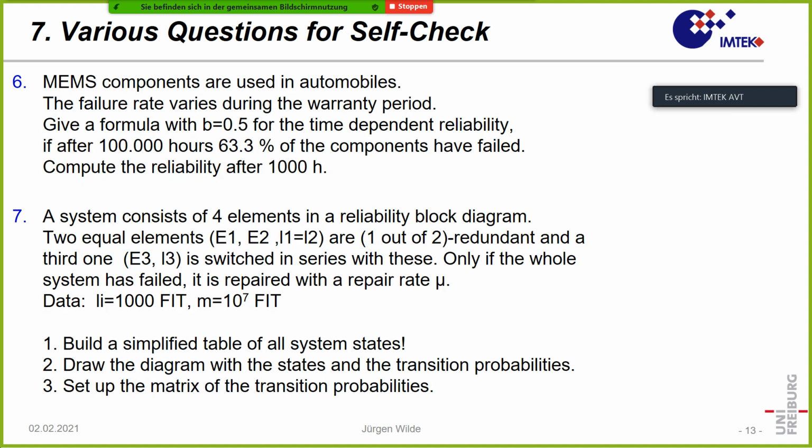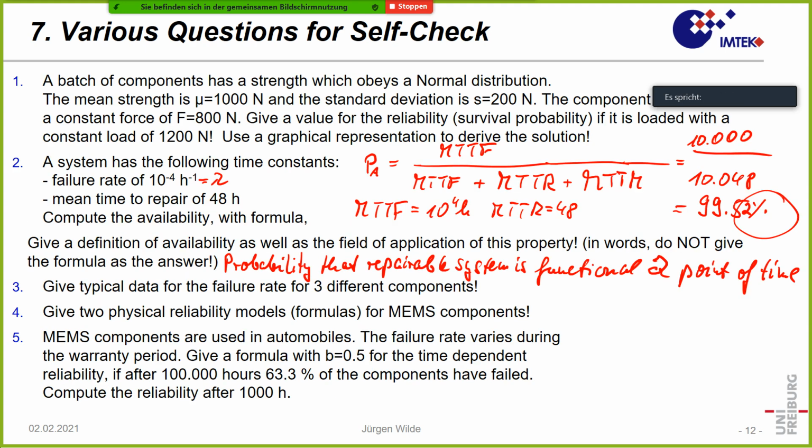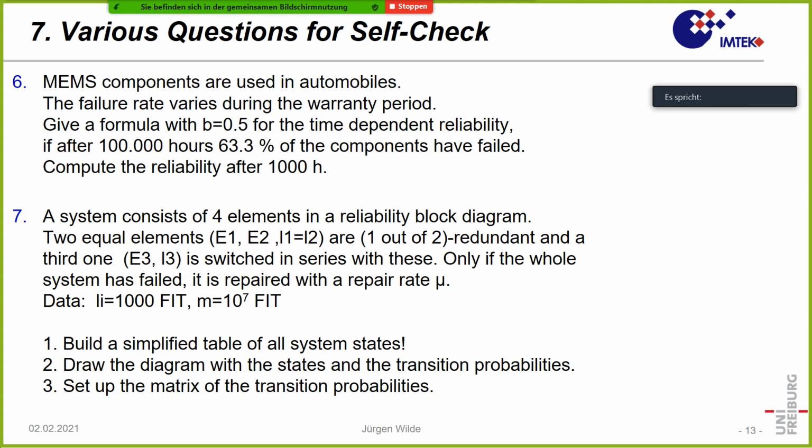Okay, that was number 5. Now let's go to number 6. Yeah, I think I mixed it up. It's the same question. But now let's go to system. So we can drop that.